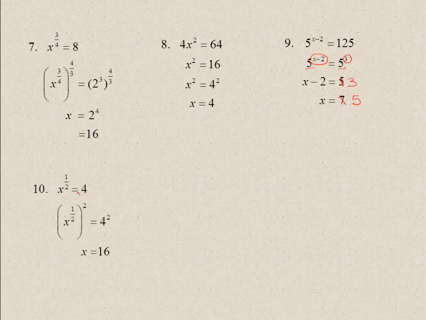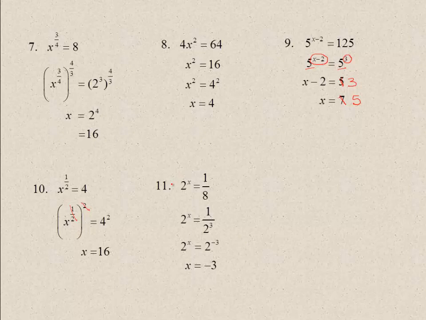Number 10. X to the half is equal to 4. Alright. What do I do, guys? I want to get rid of this half, isn't it? If I want to get rid of the half, I raise both sides by a 2. That means it becomes squared, squared. Half cancels off with 2. I'm left with x. 4 squared is equal to 16. There's a nice example, guys.